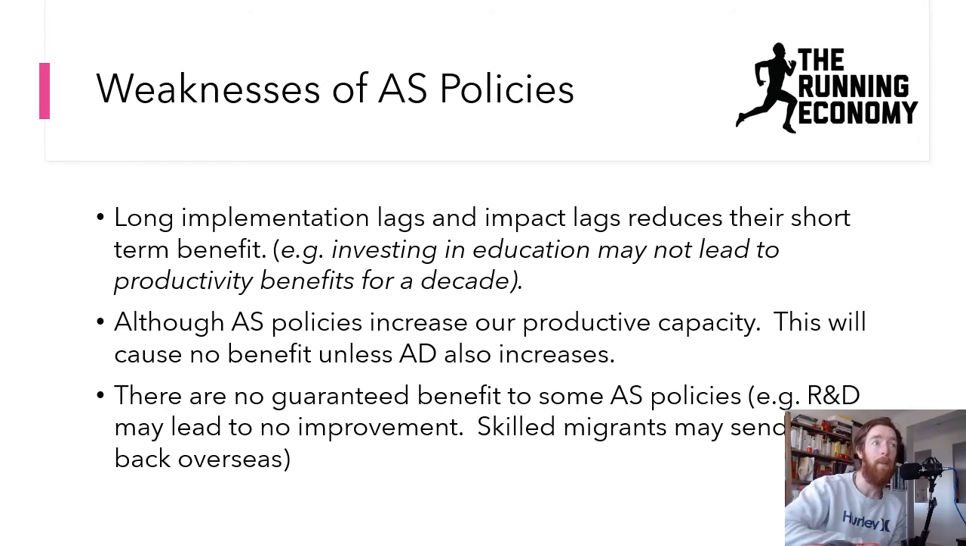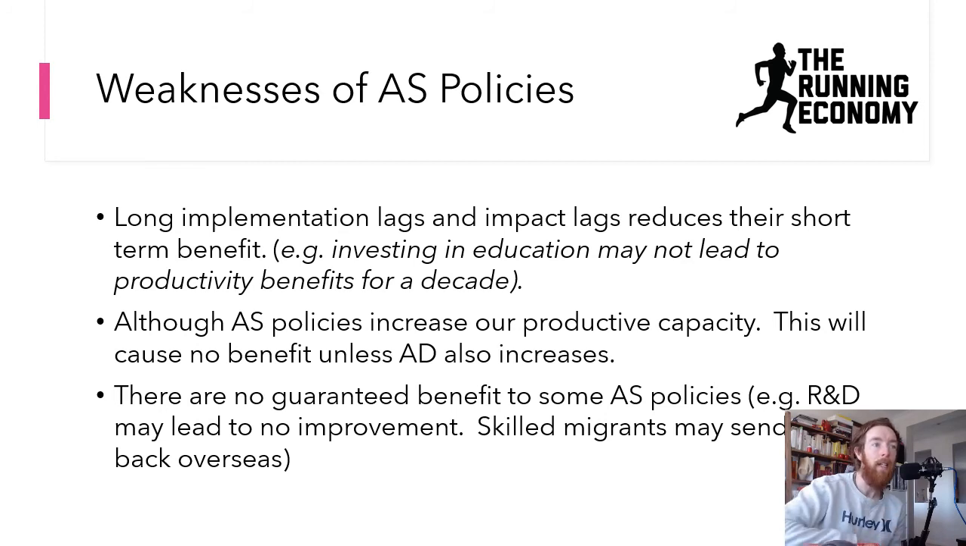Although aggregate supply side policies increase our productive capacity, it will have no benefit unless aggregate demand also increases. So we can increase our productive capacity and production, but if there's no extra demand, like if we implement a whole lot of technology that makes our production far more efficient and increases our levels of GDP, but no one got employed from that and there's no extra aggregate demand, we are just going to have excess stock that is not being sold, which is obviously not great.